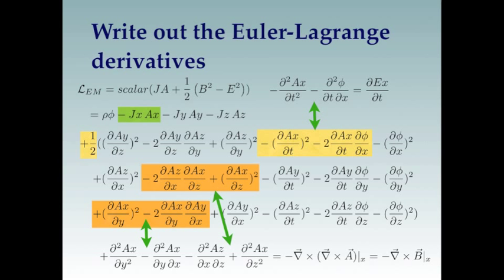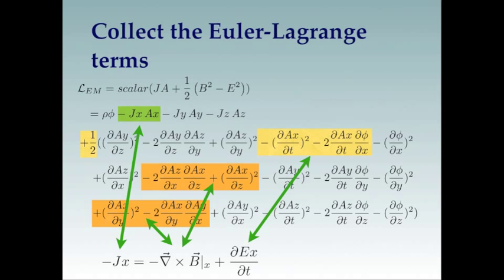But notice how it has the look of the curl of a curl, the shifts and variations of x's, y's, and z's. So let's summarize the whole thing. We collect all these terms together and we end up with Ampere's law, at least along the x direction. It's going to be a similar story for y and z.